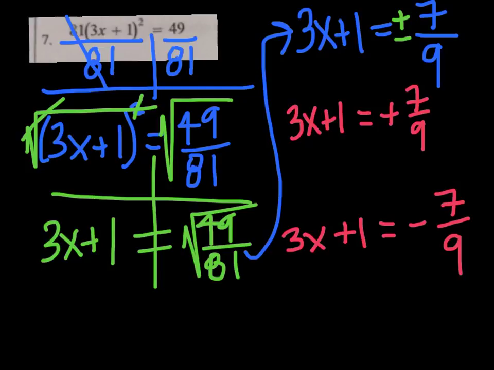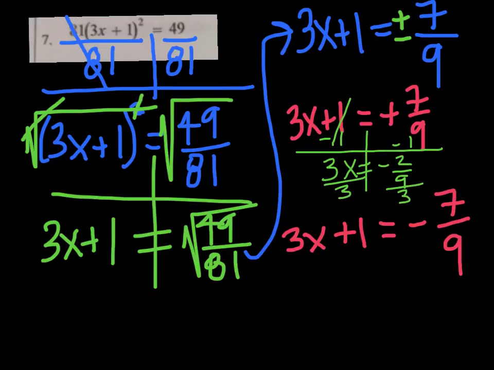So now solve both of these for x. You're going to have to subtract 1 on both sides. Get 3x equals, and then 7 over 9 minus 1 would be negative 2 over 9. And if you're not sure how to do that in your head with the fraction, then that's exactly why you have a calculator, because you can type that into the calculator. So now get x by itself by dividing by 3 on both sides. And again, if you're not sure how to do this, type it into your calculator.